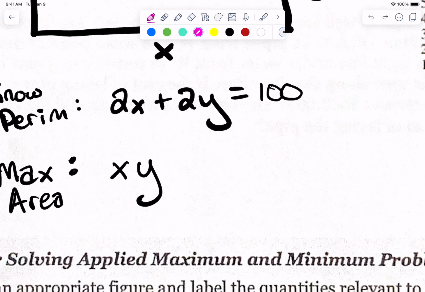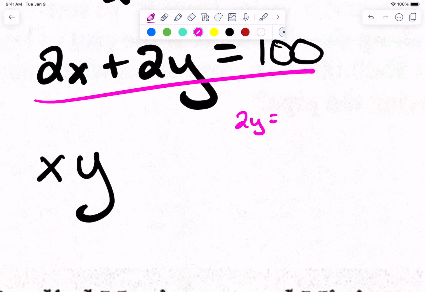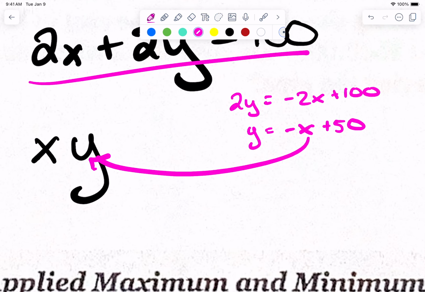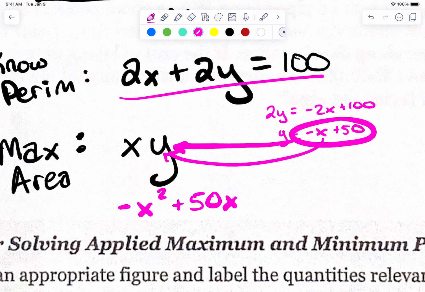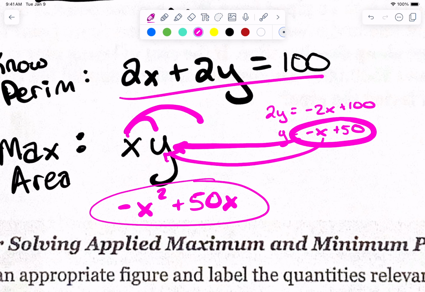Do you want to solve for x or solve for y? Y? In this equation it doesn't matter because they're exactly the same. Sometimes it will be easier to solve for one versus the other. If I solve for y, I have 2y equals negative 2x plus 100. If I divide by 2, y is negative x plus 50. Now I plug that in here and distribute the other x through. So I have negative x squared plus 50x. If I take this, plug it in for y, and distribute the x through, that's what I get. So this is my function, representing my area in terms of the perimeter. Make sense?